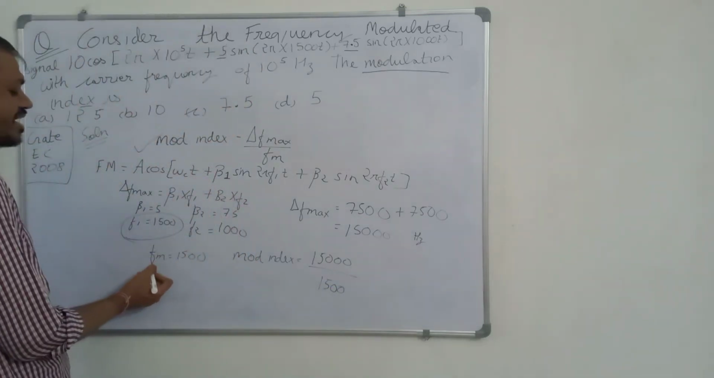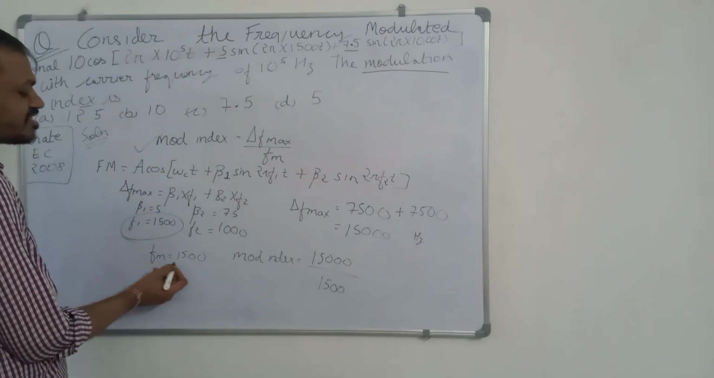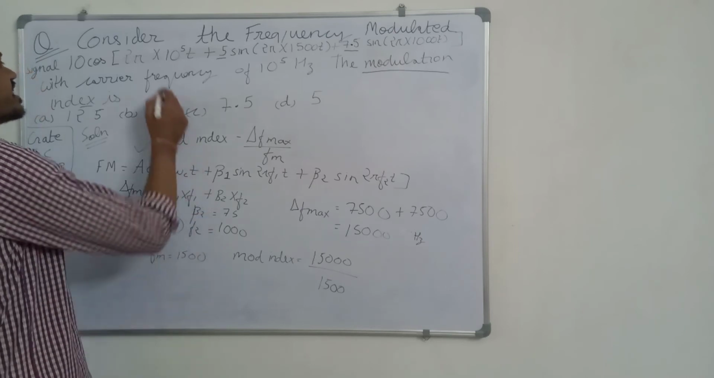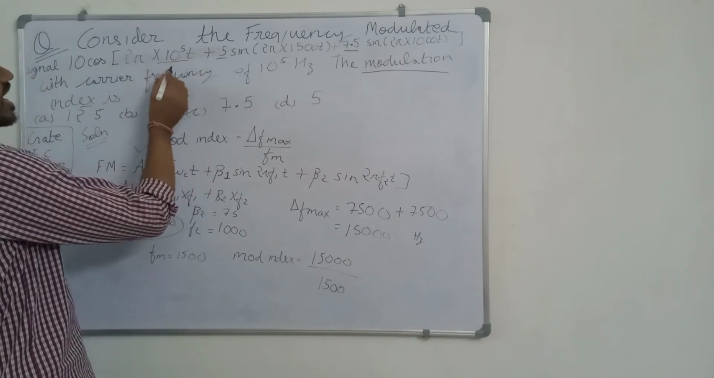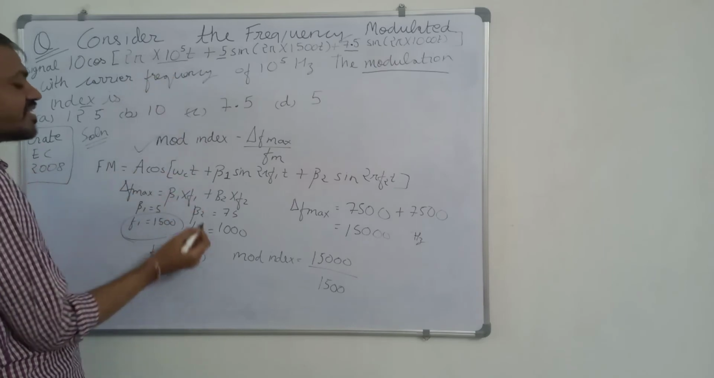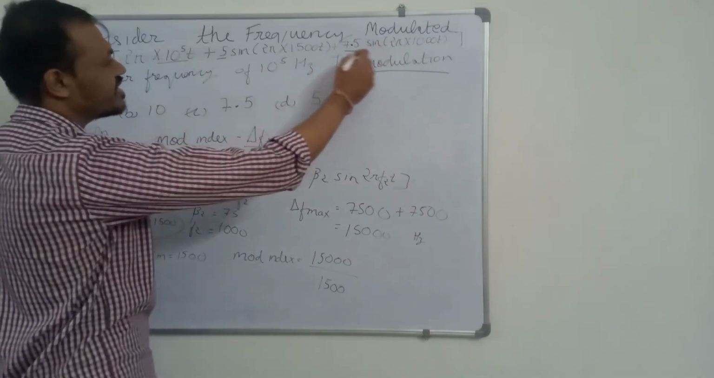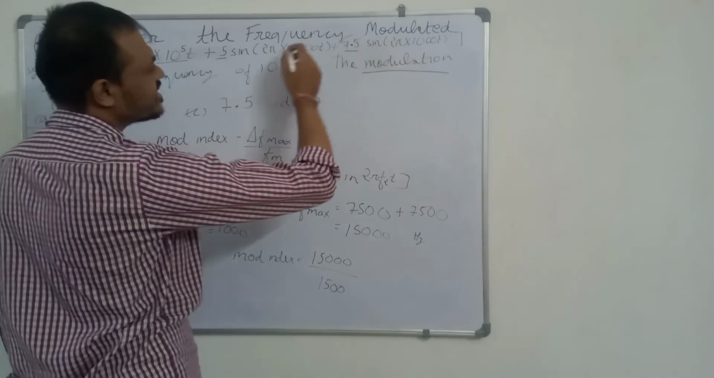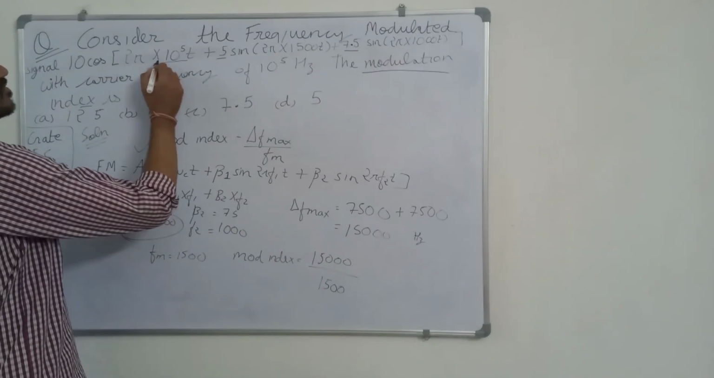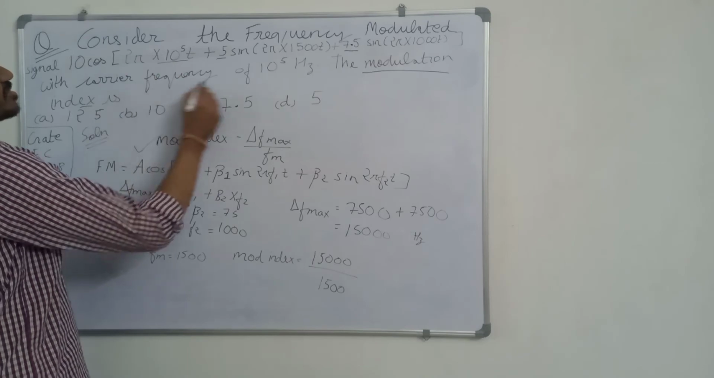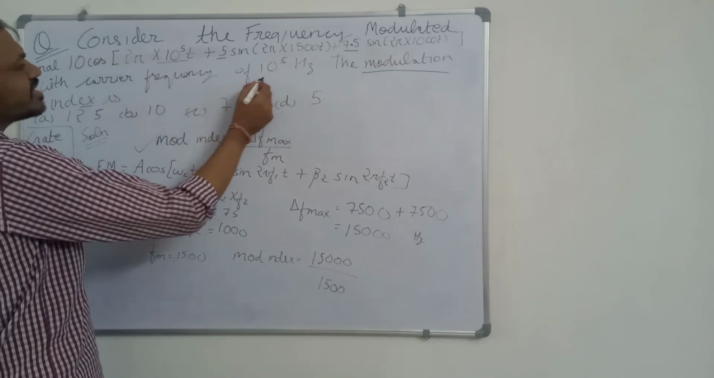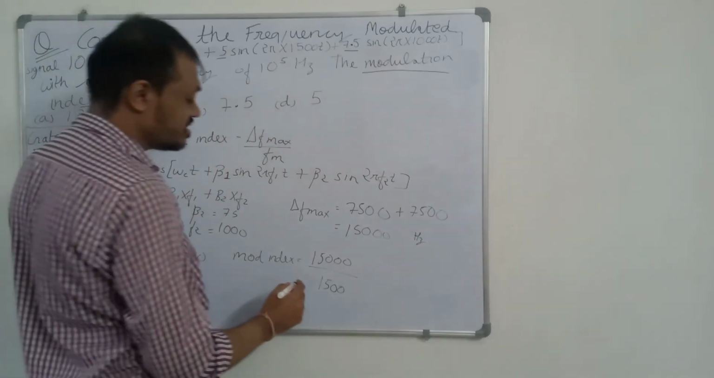In this we have to find the maximum frequency of the message signal. We do not have to consider the carrier frequency. This is the carrier frequency, we don't want this frequency. We want the maximum frequency out of the message frequencies, and out of these the maximum is 1500. Don't get confused in this. This is the carrier frequency because it says carrier frequency of 10 to the power 5.